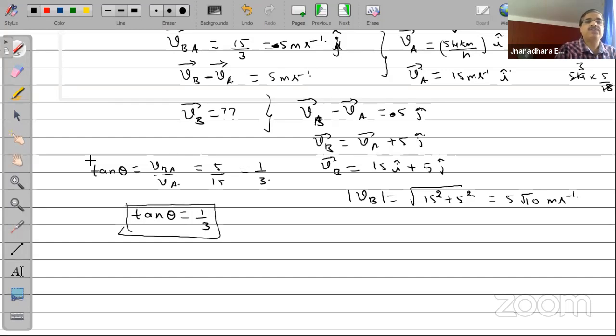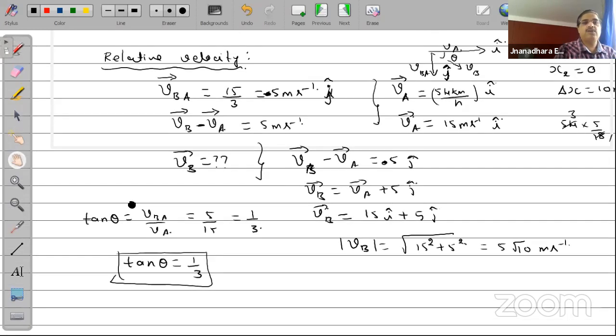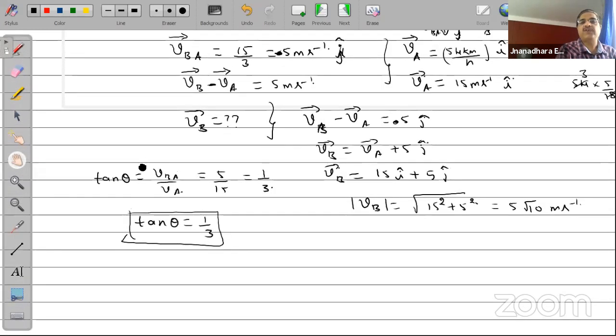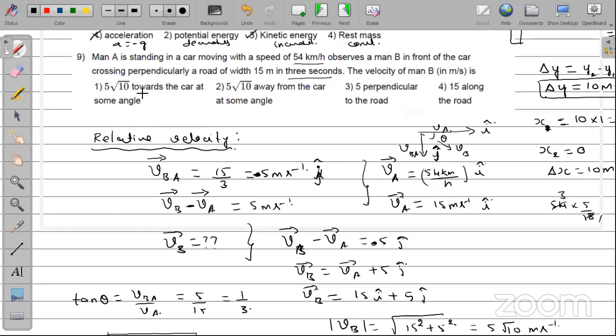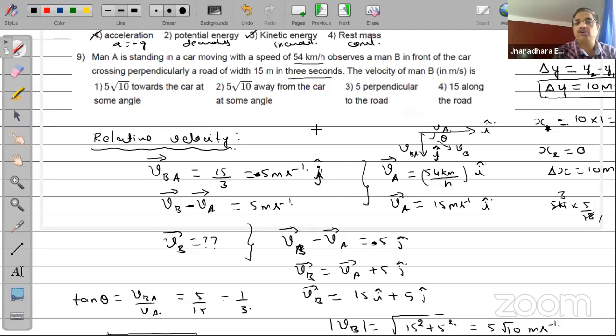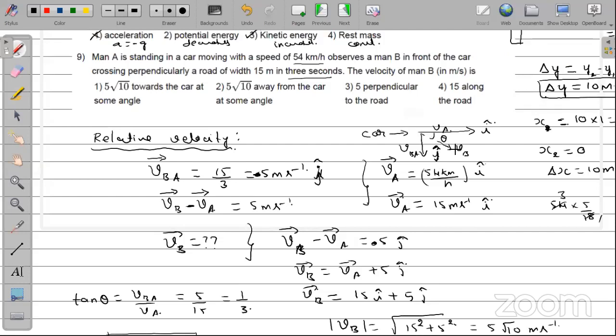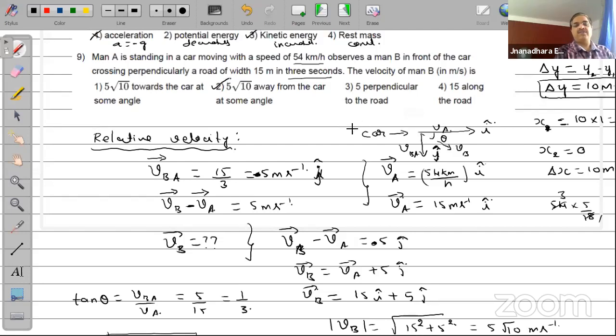Let us see if some of the options match with this. Do you remember VB is 5 root 10? The other one is the angle. Okay, we have 5 root 10. Is it towards the car at the same angle? No, it's not towards the car. It is away from the car. Can you see that? The car is coming in this direction, and this is going away. So it should be 5 root 10 away from the car at some angle. Is this okay? One problem on relative motion someone asked me for.